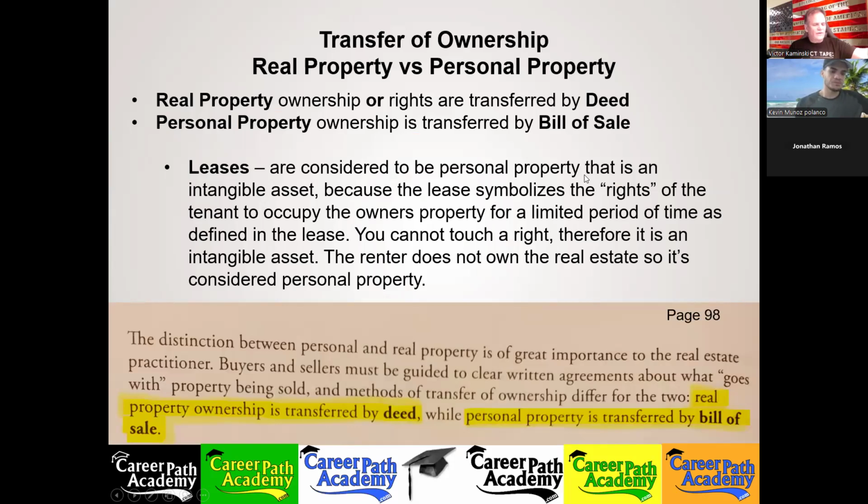All right. Now, transferring the ownership of real estate and transferring the ownership of personal property differ. Real property ownership is transferred by some sort of deed, whereas personal property is transferred by bill of sale. Sometimes you'll get a question out of the database of thousands of questions on this. How do you transfer the ownership of real property versus personal property? Real property is transferred by a document called a deed. Personal property is transferred by a bill of sale. That's your receipt, right?